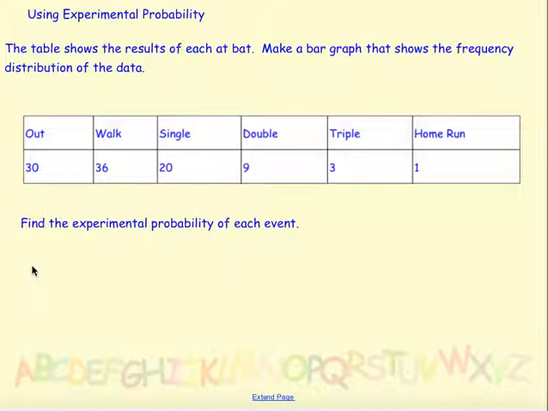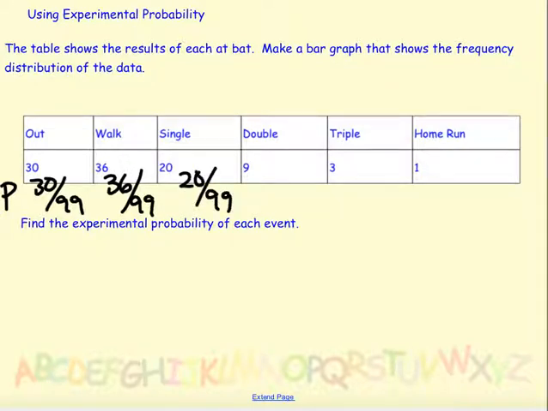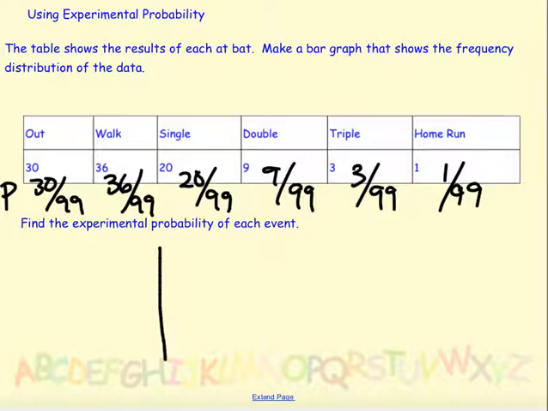Yes, there are 99 at-bats. So we can say that the probability of each of these events is 30 out of 99, 36 out of 99, 20 out of 99, 9 out of 99, 3 out of 99, and 1 out of 99. Okay, so we can talk about those experimental probabilities of each event, but we can also show a bar graph.